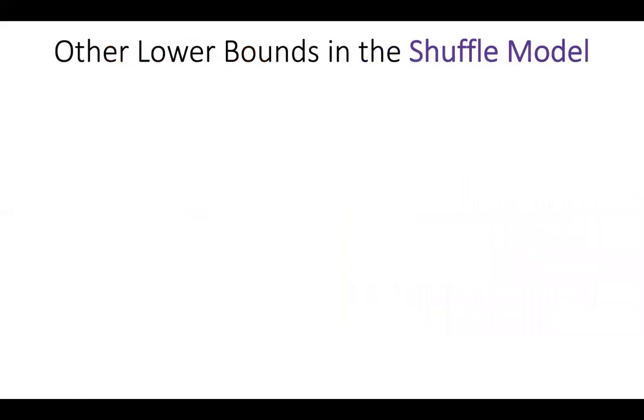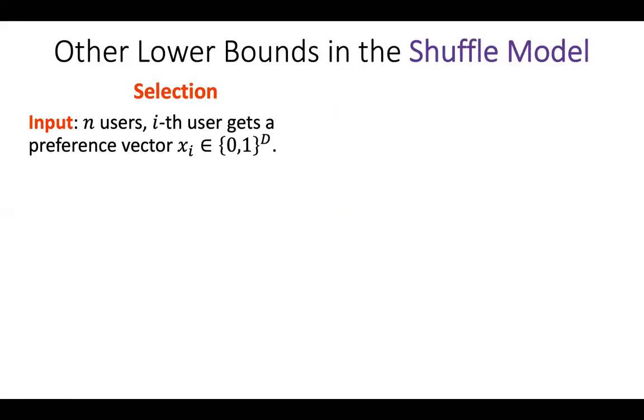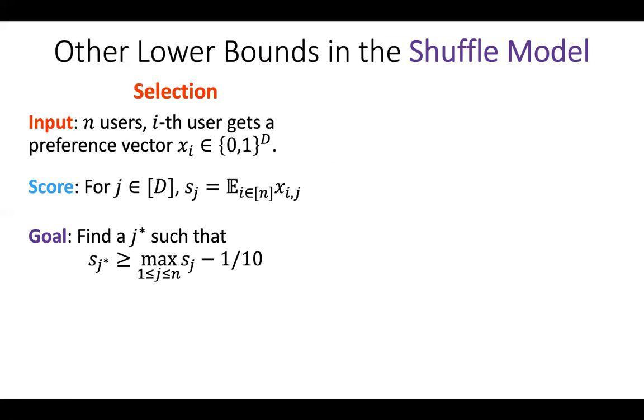We also obtain some new lower bounds for other problems in the shuffle model. The selection problem is defined as follows. There are n users. The ith user gets a preference vector x_i of d dimensions. For each coordinate j, the score s_j is defined as the expectation of x_ij. The goal is to find a j star such that s_j star is close to the maximum s_j.